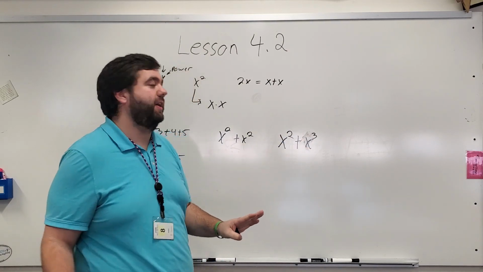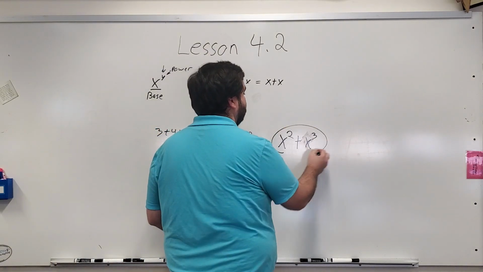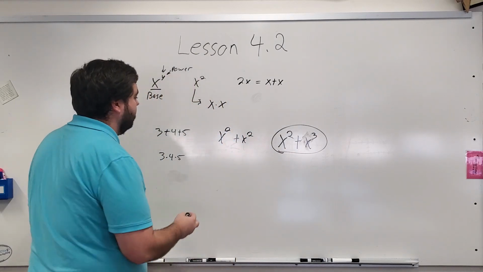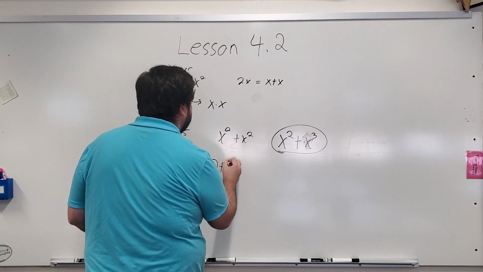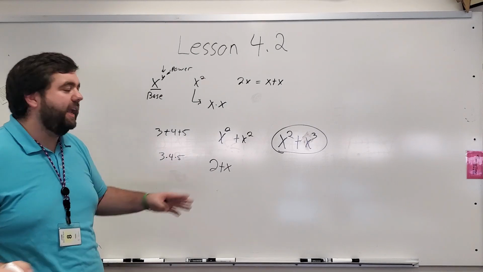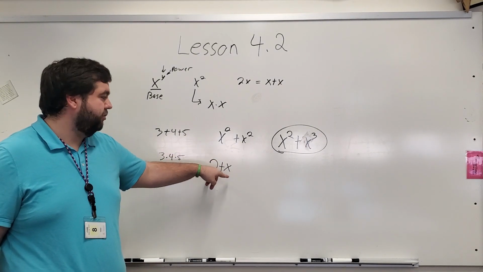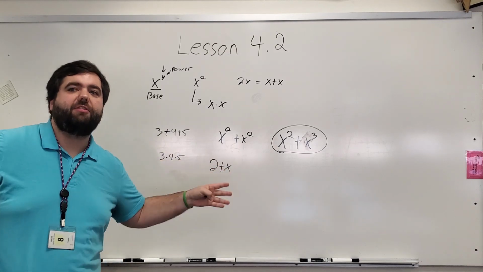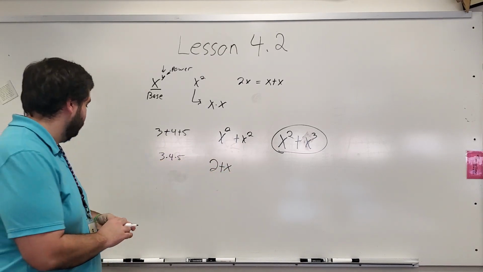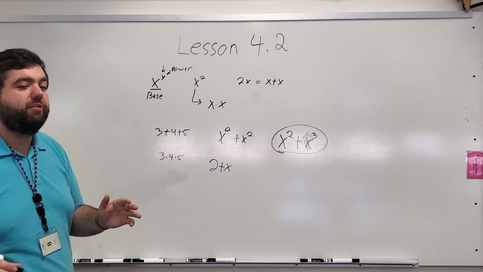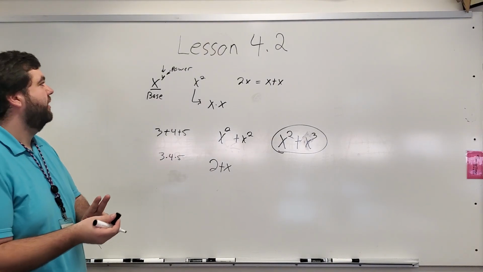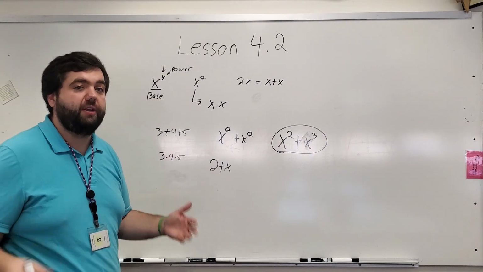So if I ask for a final answer, this would be a final answer. Just like if I were to have 2 plus x, I can't do anything, right? My bases are different. I have 2 and I have x. So that's it. You're just done. So now that we know what like terms are, a base and a power, there's rules that go to that, right?